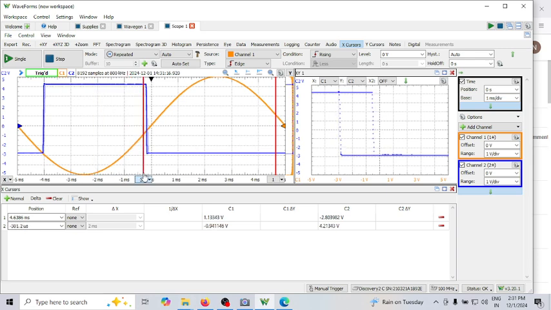Of course, we are using the second cursor for VTH. Let me use the first cursor for VTL.